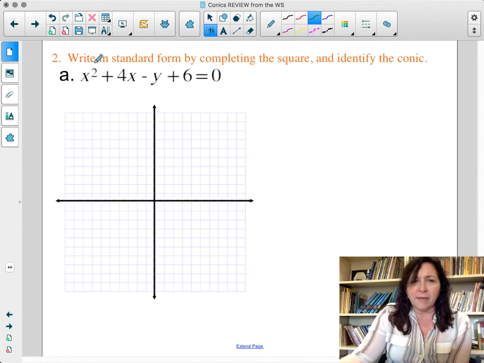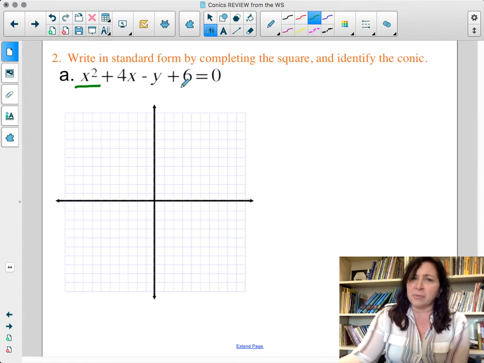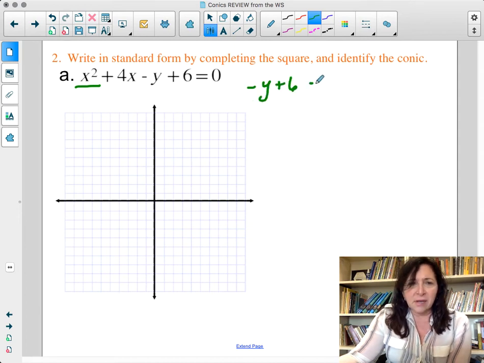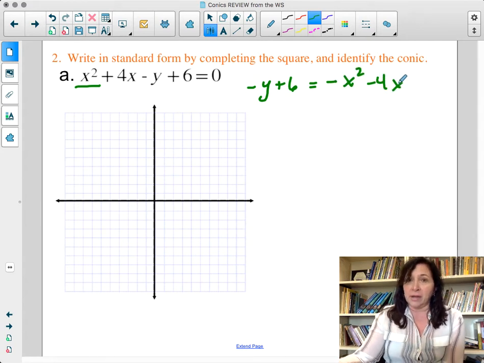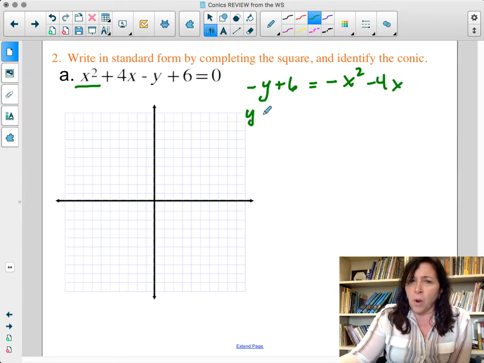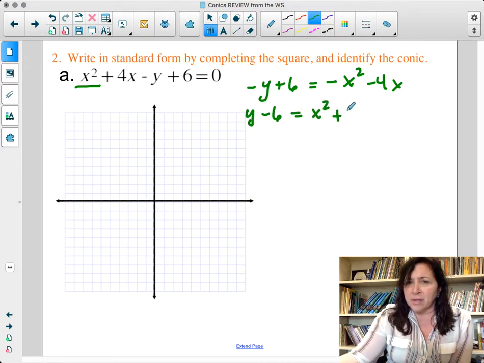Second question says, write this in standard form. I only have one squared term, which makes this a parabola. So first I'm going to rewrite this. What I have is negative y plus 6 is equal to, moving those two values over, negative x squared minus 4x. I have a lot of negatives, so I'm going to divide through by -1. I'm going to get y minus 6 is equal to x squared plus 4x.